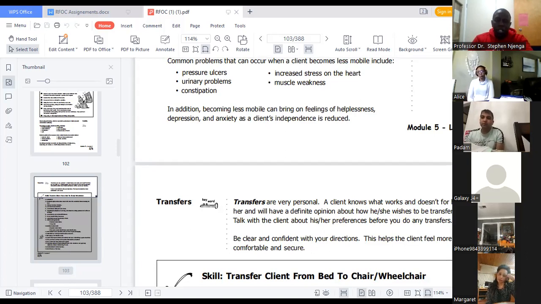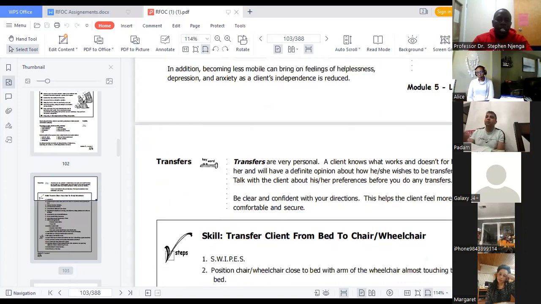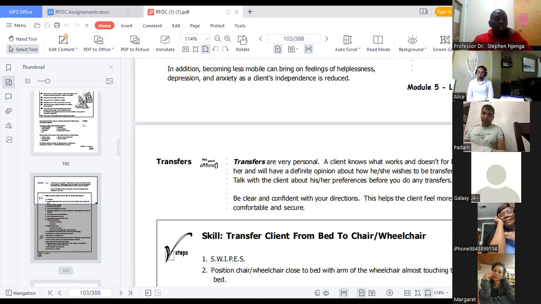All right. So transfer is very personal. Very personal. A client knows what works for them and what doesn't work for them, and will have a definite opinion. The good thing with helping clients with activities of daily living is that the client, him or herself, is involved in the care he or she is receiving.